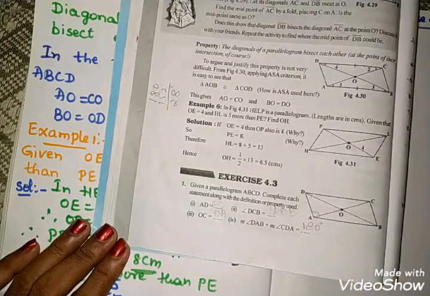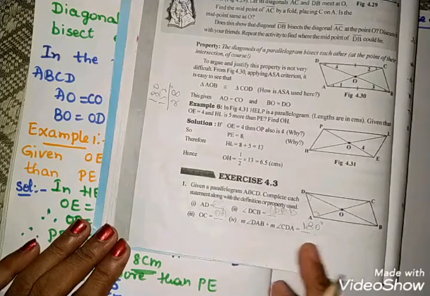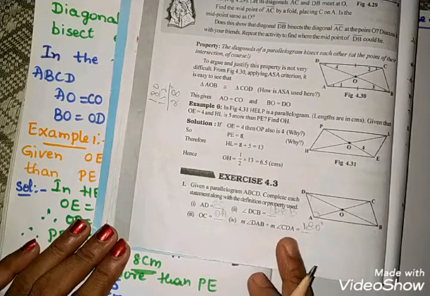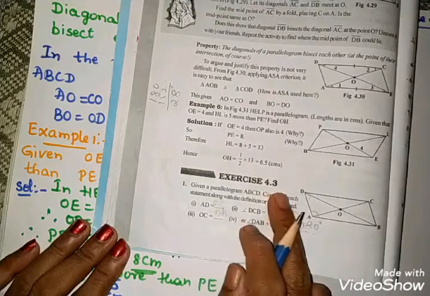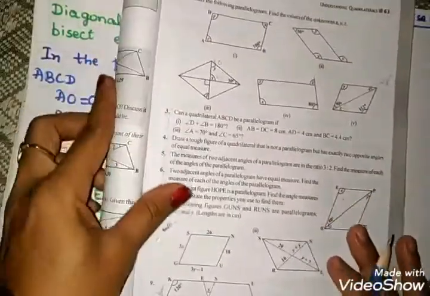So they are supplementary. What is the reason you have to write? Adjacent angles in a parallelogram are supplementary. In this way you have to write. You have to write this down in your notebook. Exercise 4.3, first one done. Next, let us move on to the second one, children.